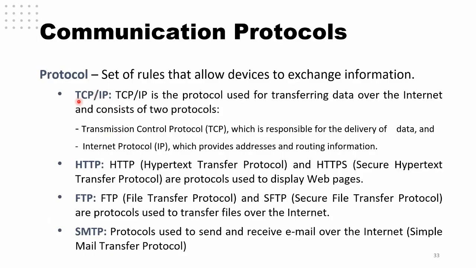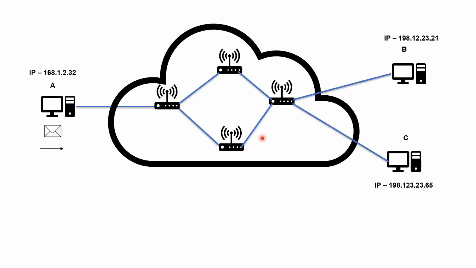This has two protocols. One is the transmission control protocol, which is responsible for the delivery of data. The other is the internet protocol, which provides the addresses and routing information. So when you are sending information over the internet, let's look at this example. You can see computers A, B, C connected with the network, and there are several routers here. And here is the information that you want to send from device A. Let's say you want to send this information to device B.